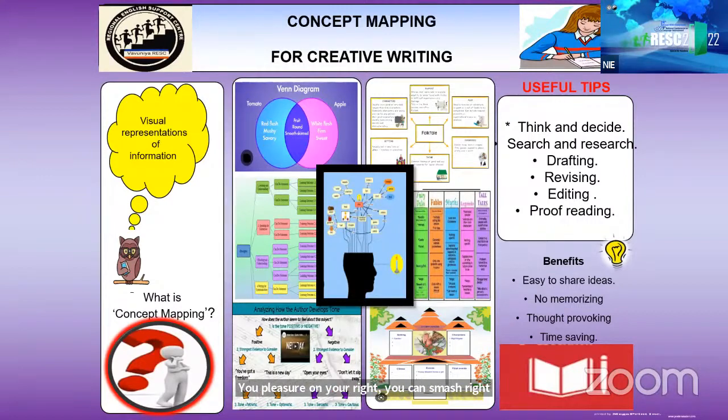You can see how much concept mapping is useful below that. It helps to share ideas easily. It's not time consuming also. On the whole, concept mapping is the best method to develop creative writing. Try this. Thank you.